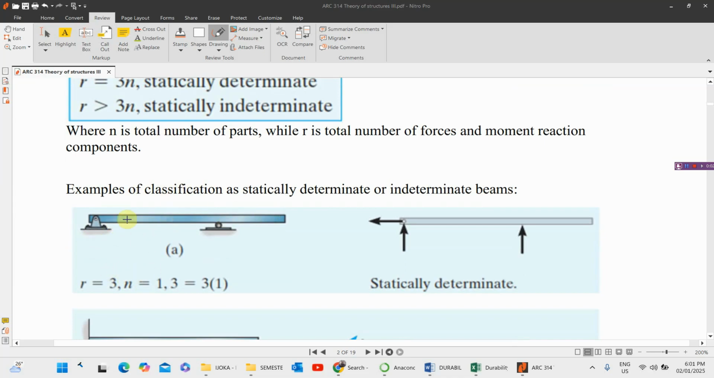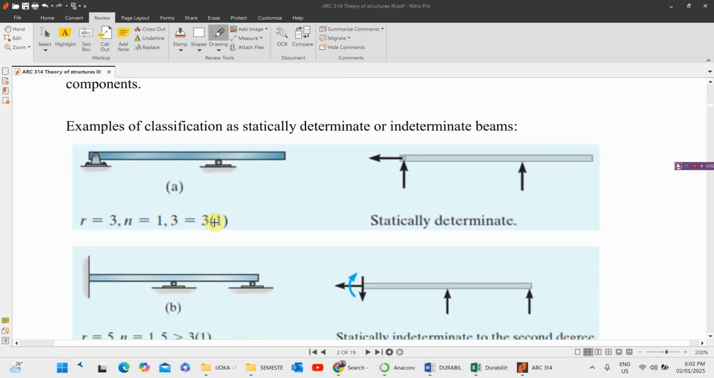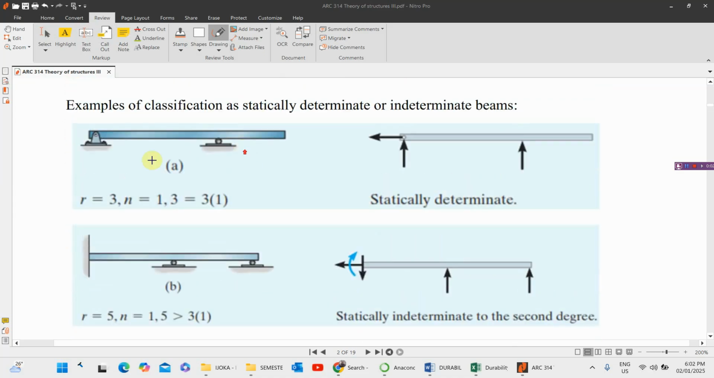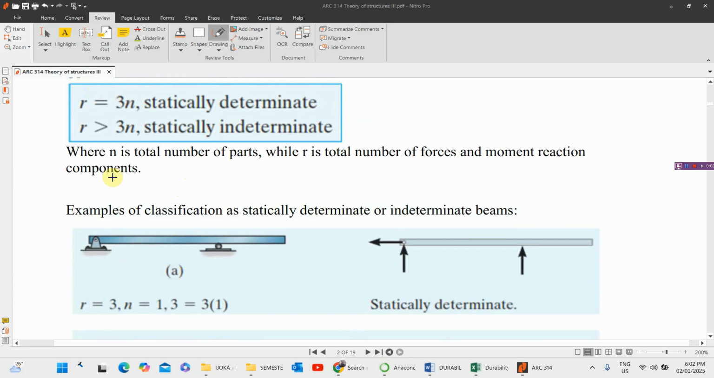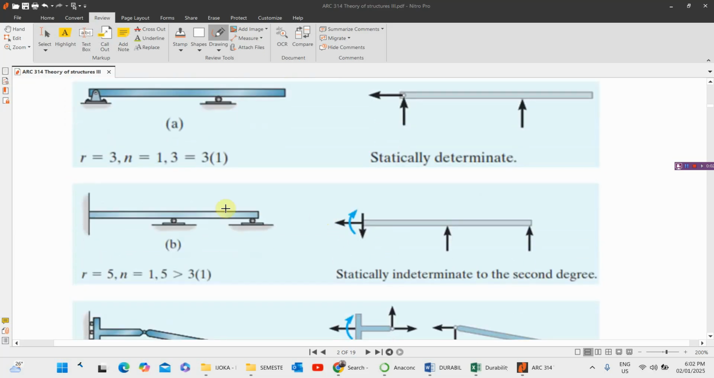And for the number of reactions, this is a pin support, and this is a roller support. For a pin support, we have how many unknowns? I said we have 2. And for a roller support, we have 1 unknown reaction. So using the formula r equals 3n, since our r equals 3 and n equals 1, we have 3 equals 3 times 1. So definitely it is under this condition, so it is statically determinate. The same thing is applicable for others. You can practice this one.